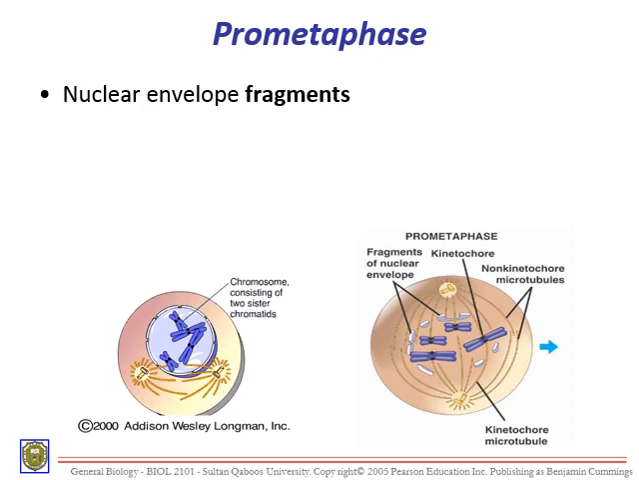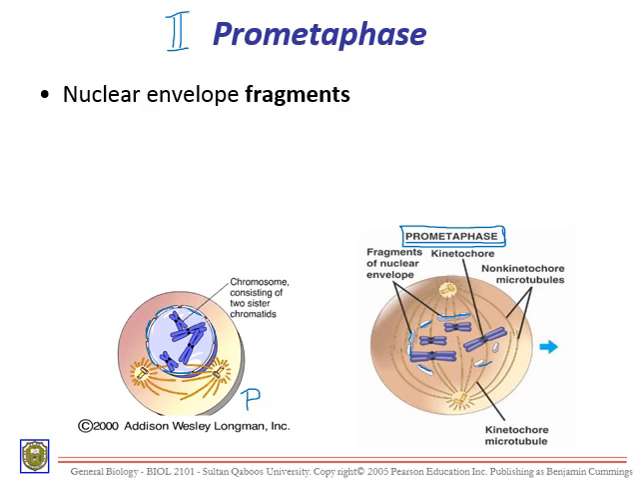The second phase is prometaphase. What happens in this phase? The figure that you have on your left is prophase, which is the first phase, while the figure on your right is prometaphase. So let's compare the difference. The first thing you notice is that the nuclear envelope fragments. The nuclear envelope is the double membrane of the nucleus. You can see on this figure on your right that the nuclear envelope is breaking down, it's fragmenting. It's starting to disappear.